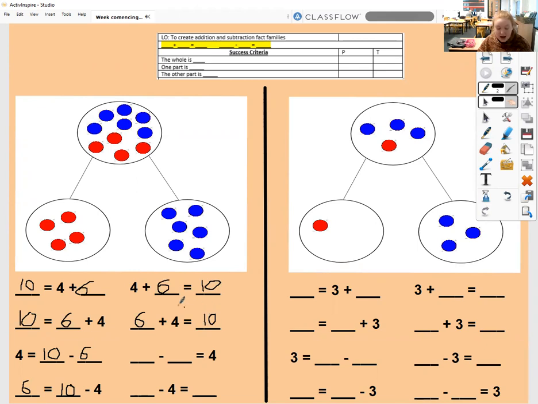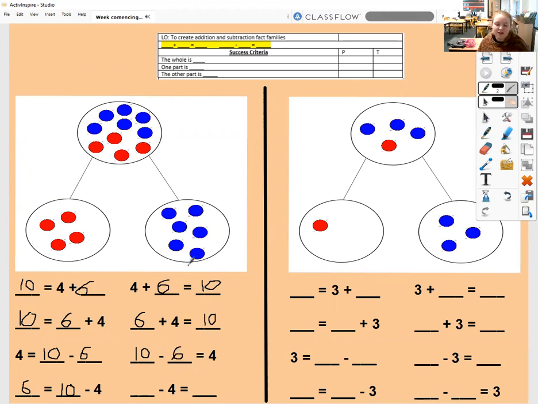Now we're looking at a subtraction number sentence. So in a subtraction number sentence, my whole goes before my subtraction symbol. This is telling me my remaining part is 4. So which is my first part? My first part is 6. 10 subtract 6 equals 4.